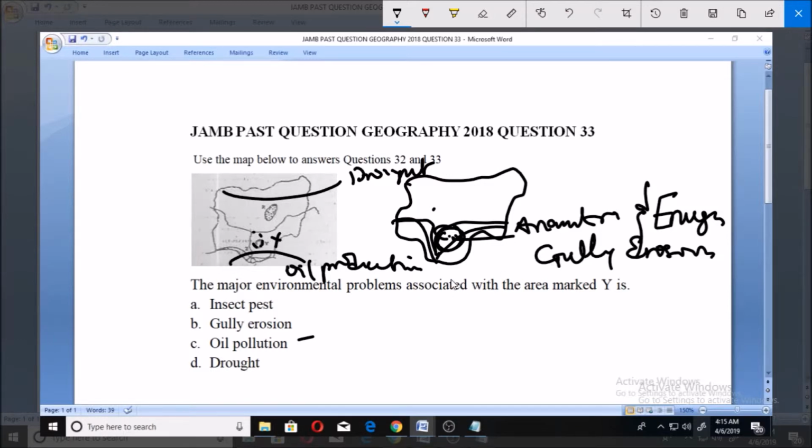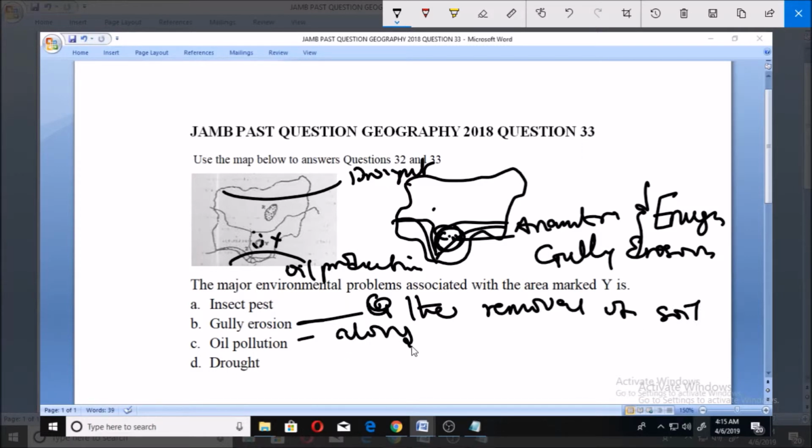Now, Enugu is famous for coal, as we all know. However, the method of coal mining leaves the area susceptible to gully erosion. What is this gully erosion? It is actually the removal of soil along drainage lines. That is what gully erosion is.